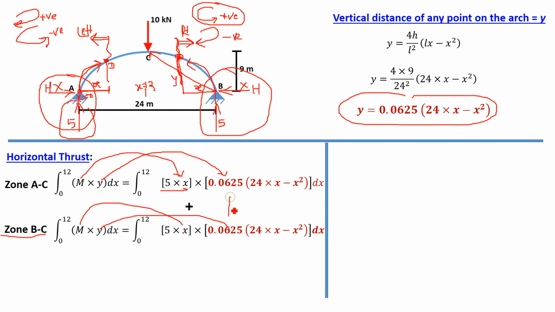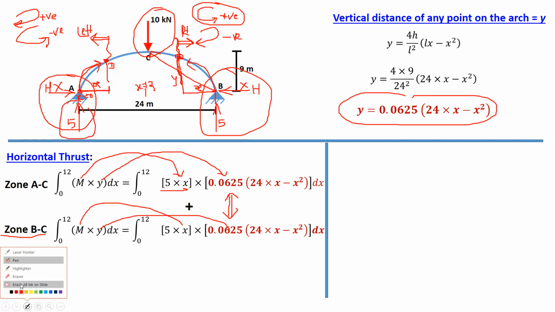So if you look at these two zones, the moment m into y is exactly the same. That's why I told you, if it is a symmetric load acting on the arch, it may be a full span UDL or it may be a central point load. The value of this m into y, you can take double and consider only half of the arch, one zone, that is A to C.